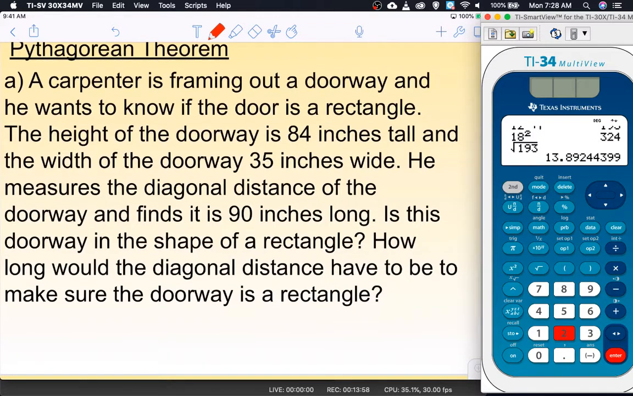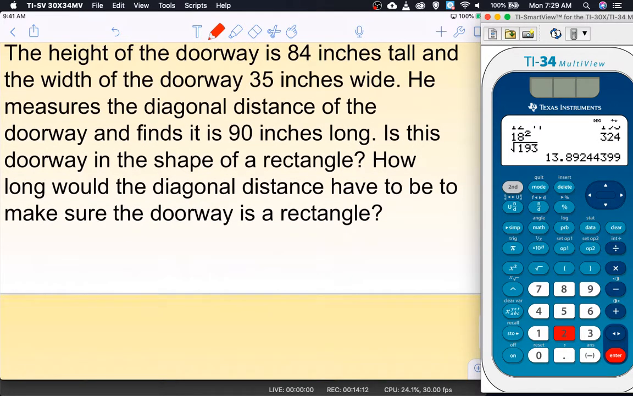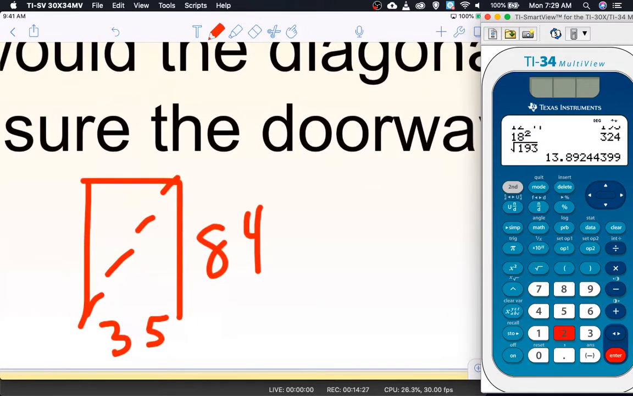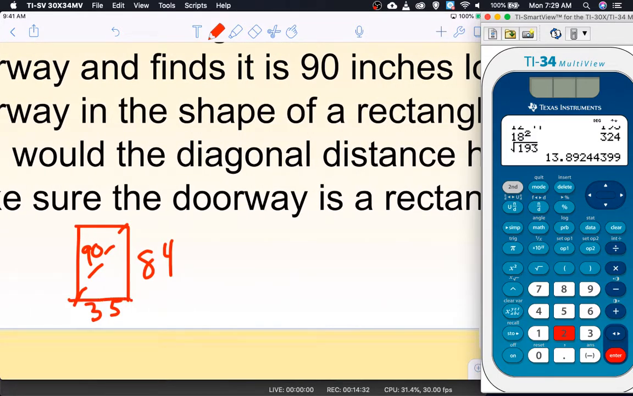A carpenter is framing out a doorway, and he wants to know if the door is a rectangle. The height of the doorway is 84 inches tall. The width of the doorway is 35 inches wide. Okay, I'm already going to draw a picture because, well, pictures are good. So the height is 84. The width is 35. He measures the diagonal distance of the doorway and finds it's 90 inches long. And that is 90.